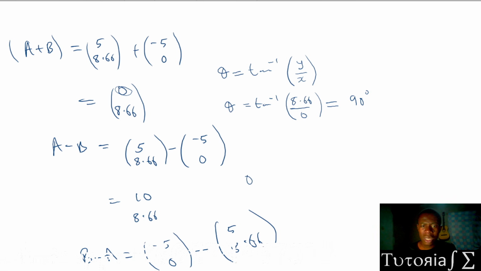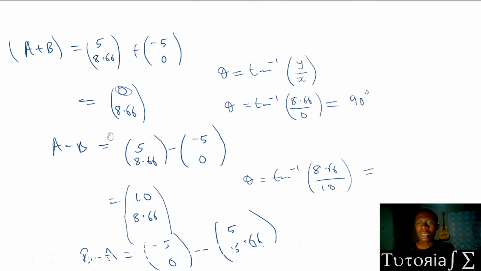For a minus b, theta is just equal to the tan inverse of the y-axis, which is 8.66, divided by the x-axis, which is 10. Then you just compute that on your calculator. Tan inverse of that, you punch, and that will be your answer. So that is how you find the direction.